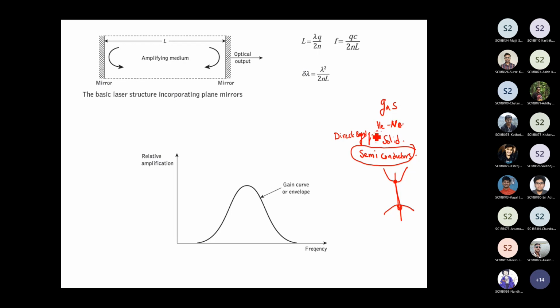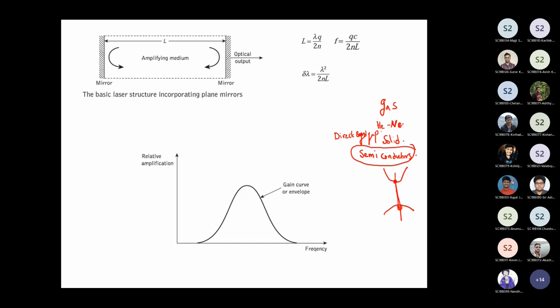Now, put in simple words, the laser should have an amplifying medium or a gain medium, and then you should have a feedback mechanism. These two parallel mirrors act as the feedback mechanism. The gain medium can amplify, but it cannot amplify everything. It has a certain bandwidth.